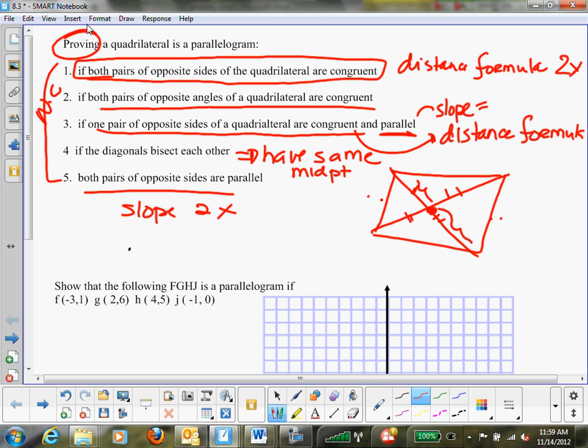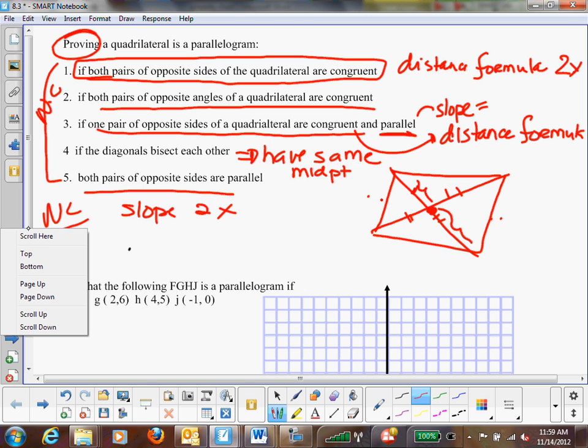Put these in your note cards. All right, these are note cards. Just put them all in one. And you might want to go ahead and remind yourself, what are you going to do? Okay, what would you use? What method? Slope, distance formula. How many times do I have to do it?